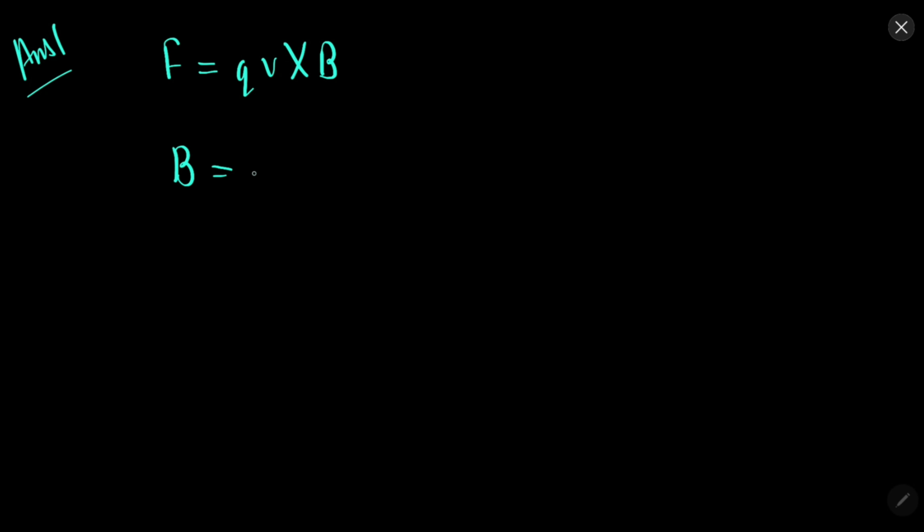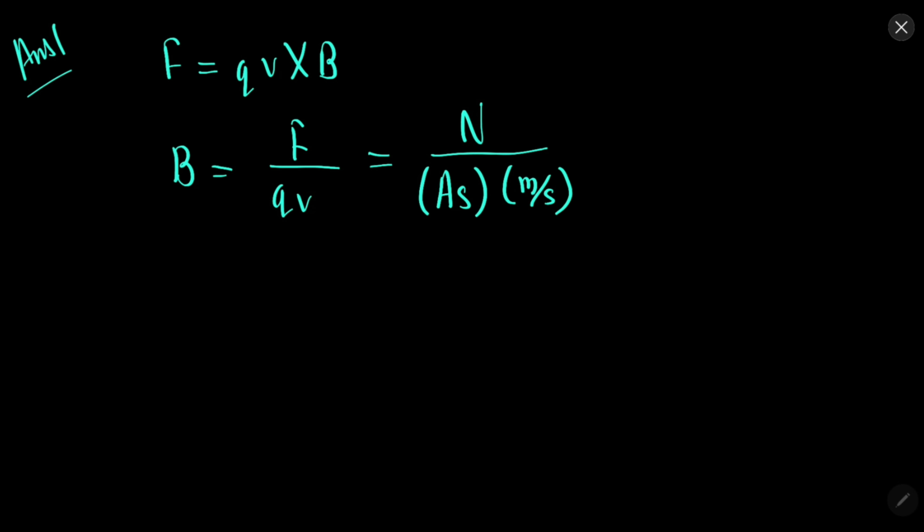From this formula B will be F over QV. Now F has the unit Newton and charge has the unit ampere second. Current, charge can be current into time, so ampere second, and then velocity is meter per second. So from this we can have Newton over ampere meter.